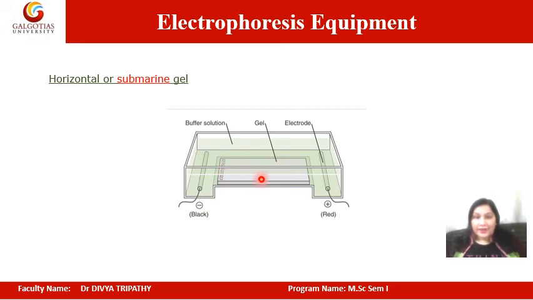We have a gel plate over here, and this whole system is filled with a buffer solution. And now what will we do? We will load our sample over here on the negative side of the electrode, and when we complete the circuit, the movement of these biomolecules takes place and they get separated on the basis of their different charge and different size. This is how the electrophoresis equipment works.